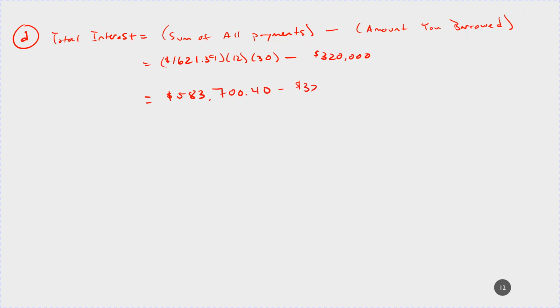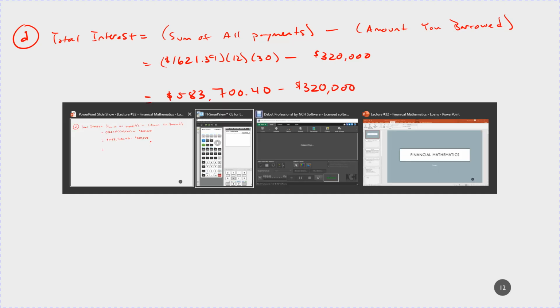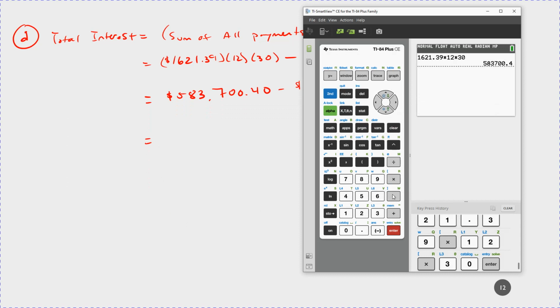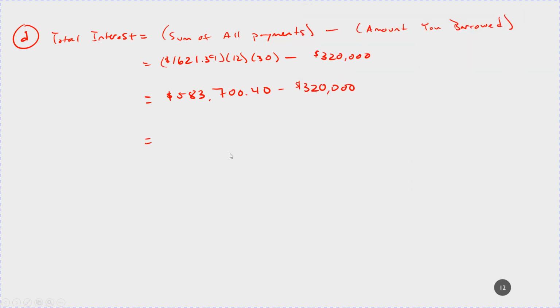So you paid a lot in interest over those 30 years. When you subtract away how much you borrowed, because you borrowed the $320,000, wow, look at that. You paid $263,740 in interest. Almost as much as you borrowed. That's the total interest over the life of the loan.